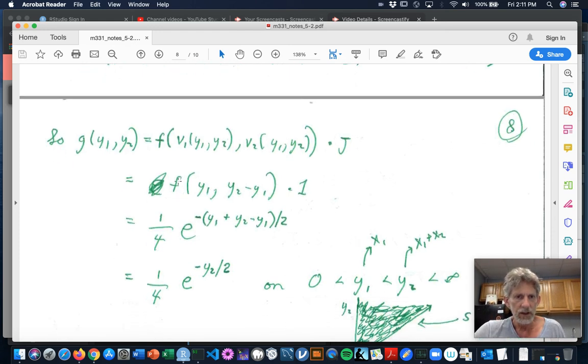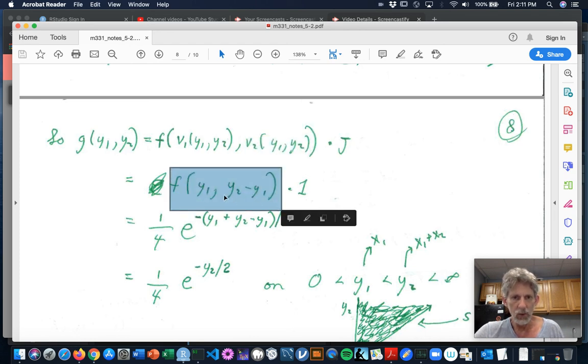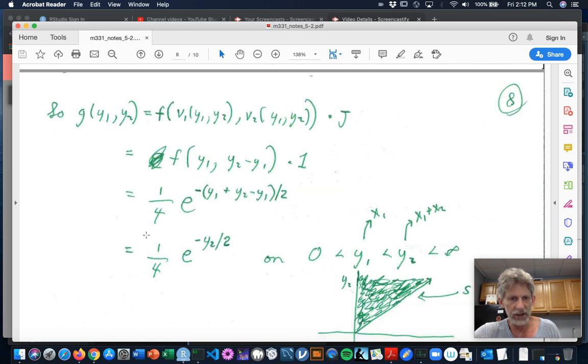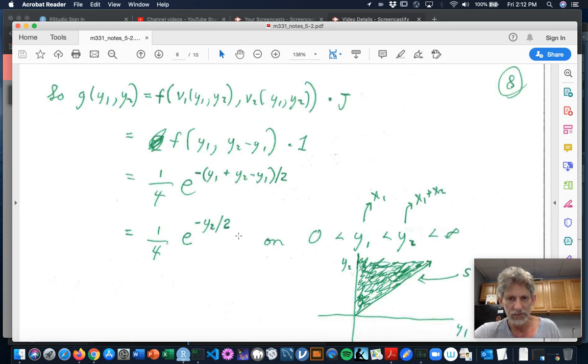Okay. Now, I just got to plug in f at the x's, but I express them in terms of my y's. And so I'm going to plug in y1 and a y2 minus y1 instead of an x1 and an x2. And so remember, it was 1/4 e to the negative (x1 plus x2) over 2. So I'm doing a y1 plus a y2 minus y1. So there's a little cancellation there. And I'm just going to end up with 1/4 e to the negative y2 over 2, which is kind of interesting. It's like it doesn't matter what y1 is anymore.